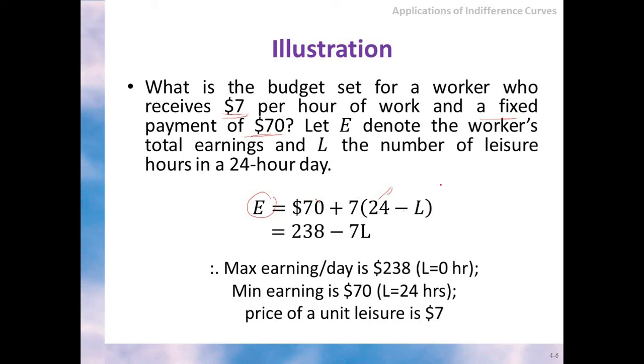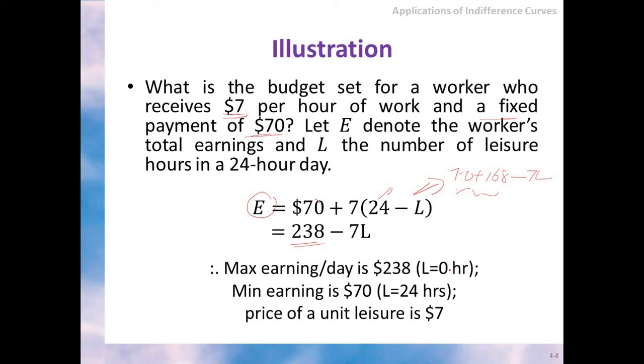If we extend this equation, you can multiply 7 and 24, so you get 70 plus 168 minus 7L. This 168 plus 70, this is where you get 238 minus 7L. So what does it mean here?